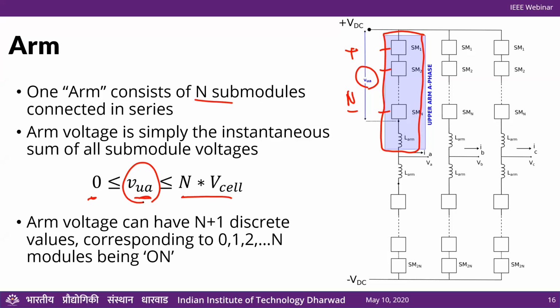Also, because each module can be on or off, the arm voltage VUA can vary in discrete steps, n plus 1 discrete steps corresponding to 0, 1, 2, 3, and so on, up to n modules being on. So when all modules are off, the voltage is 0. When one module is on, the voltage is 1 times V cell. When two modules are on, it's 2 times V cell, and so on. So with n modules in this arm, we've got n plus 1 discrete values, so n plus 1 voltage levels that can be produced at VUA.